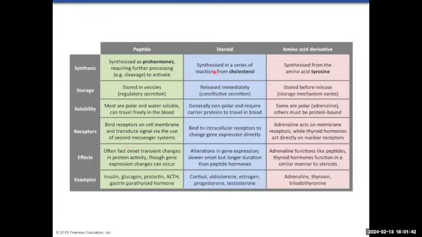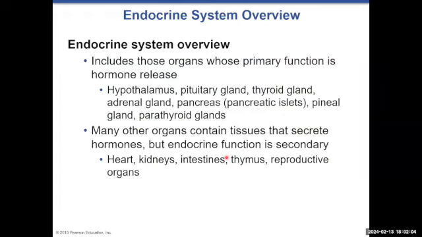And then for the steroid hormones, we said that these come from cholesterol. These are typically released immediately. These are nonpolar, lipid soluble. These are going to pass through the plasma membrane, and they're going to bind to intracellular receptors in order to change gene expression directly. Okay, and these are some examples. So you can study that table, but there's a lot to cover, so I'm going to move on.